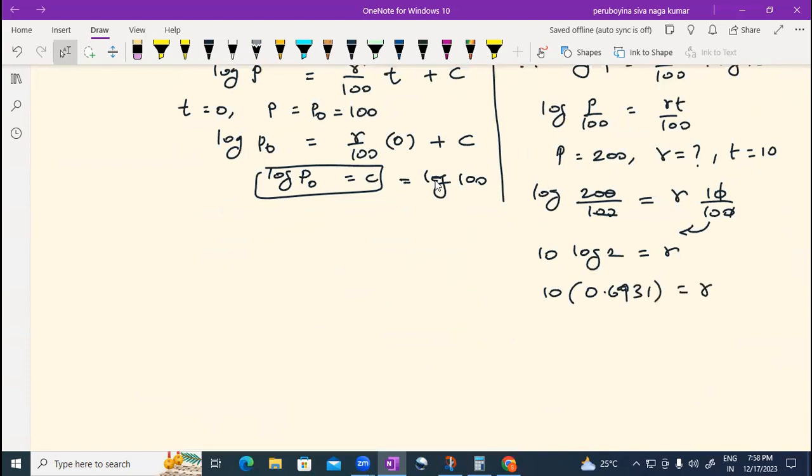So 6.931 is equal to the rate of interest. Therefore, 0.693 is the rate of interest. At least two decimals you have to mention here. Okay, so this is the answer for the question. Understood?